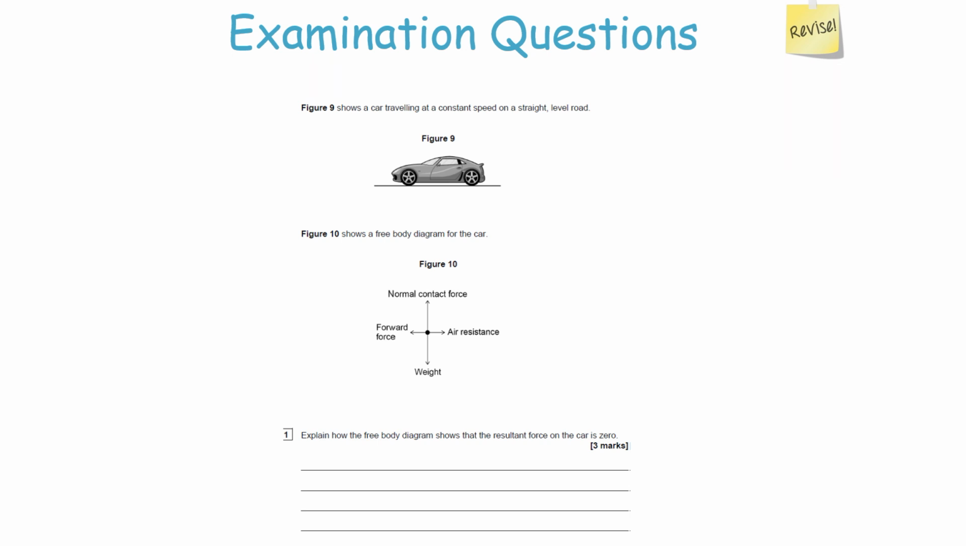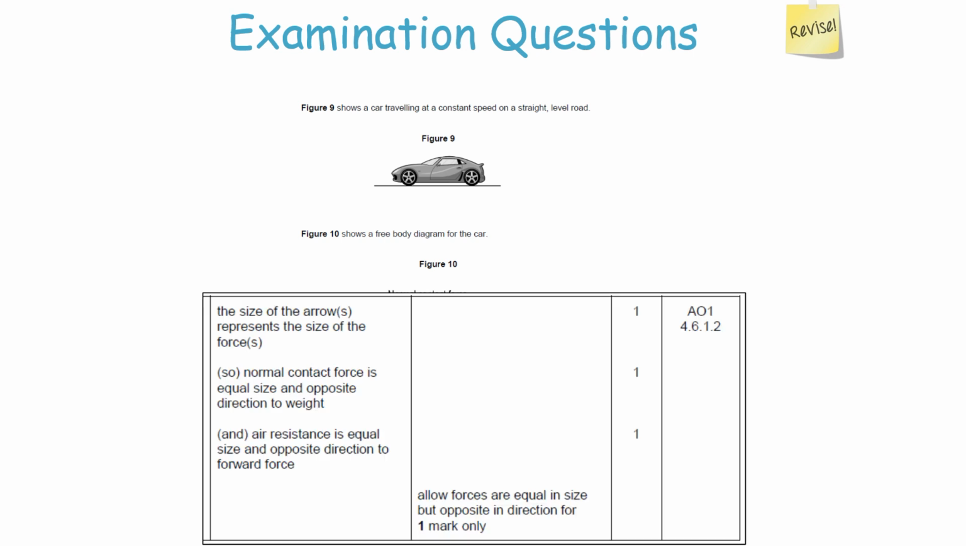Right, it's important to know a couple of things for a free body diagram. The direction of the arrow shows the direction of the force, and the length of the arrow shows the size of the force. So you indicate first that the size or length of the arrow represents the size of the forces. So this indicates to us that the normal contact force is equal in size but has an opposite direction to weight, and then that the air resistance is equal in size but in the opposite direction to the forward force.